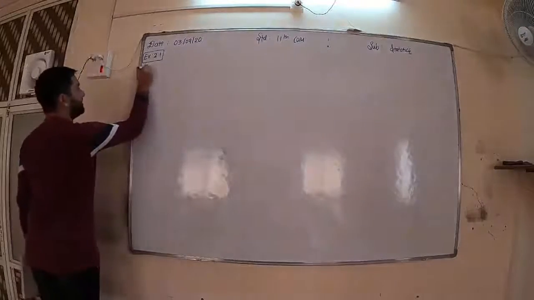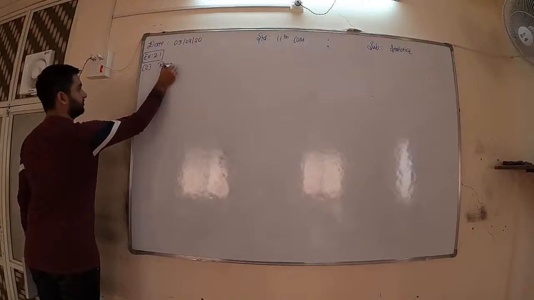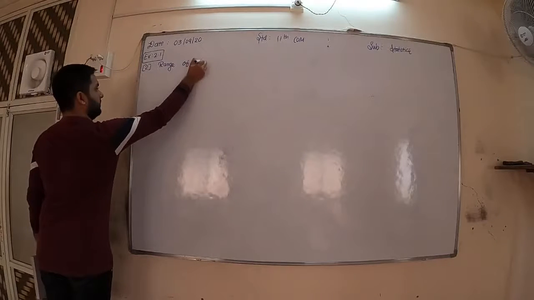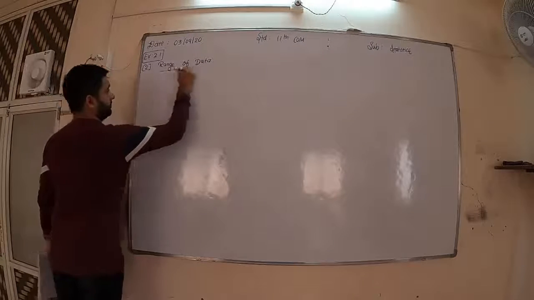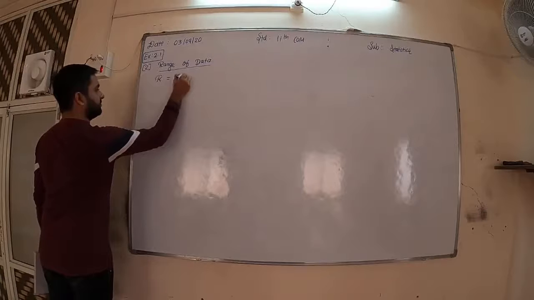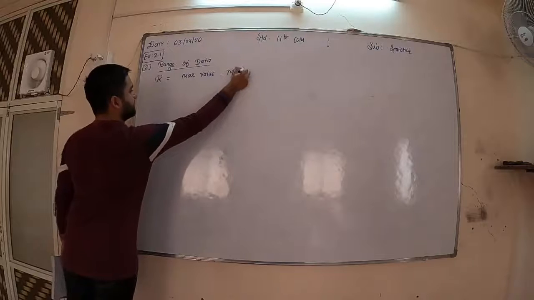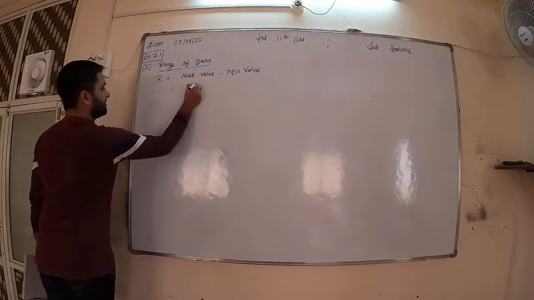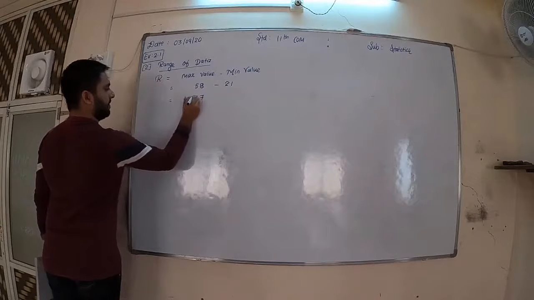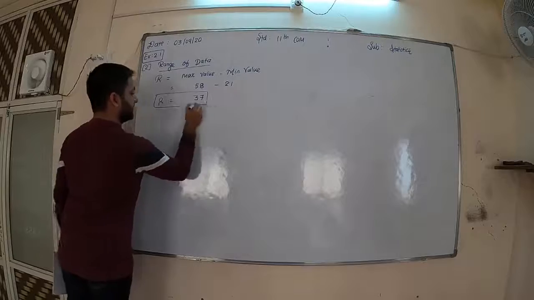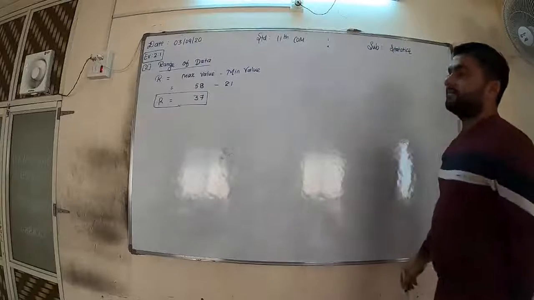So exercise 1.2, second sum. The range of data: R is equal to maximum value minus minimum value. Maximum is 58, minimum is 21. So R is 37. Yes, R is 37.